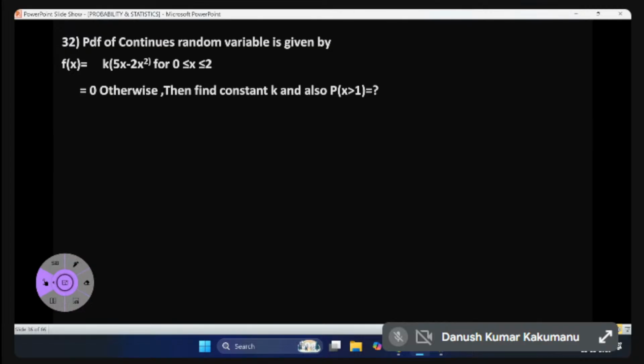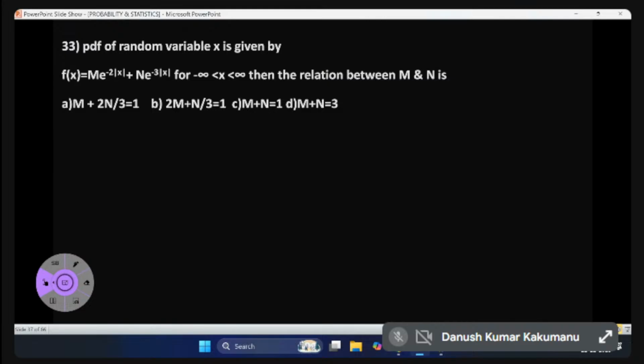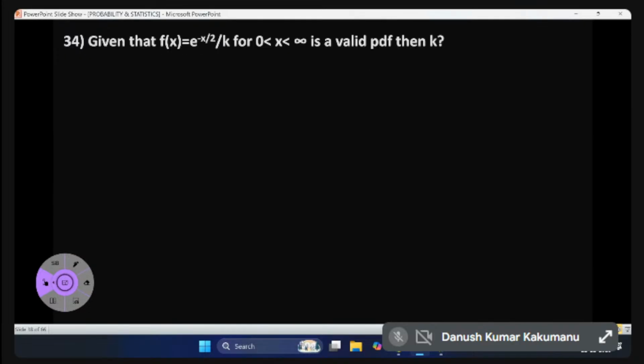P of x greater than 1. What is the P of x greater than 1? It is a CDF, integral of the PDF. But what are the integral limits? 1 to 2, into this function by substituting K value. Don't worry, that also I will discuss. For timing, you try. This is also area under the PDF equal to 1, we have to try. Integrate this, dx is equal to 1. Then you will get the answer m plus 2n by 3 is equal to 1. Option A you will get. M plus 2n. You are all having this PDF now? Yeah, try. No problem. Yeah, this is also you can try. It is asking K value.